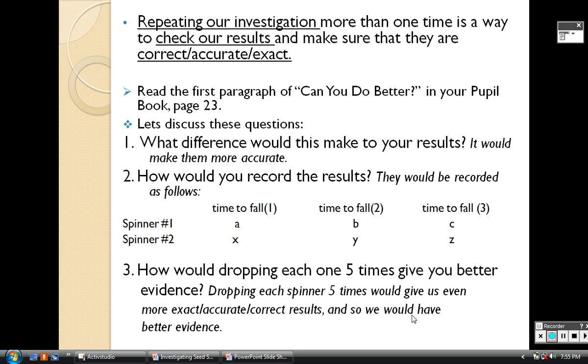Now, how would dropping each one 5 times give you better evidence? Dropping each spinner 5 times would give us even more accurate or exact or correct results, so we would have better evidence.